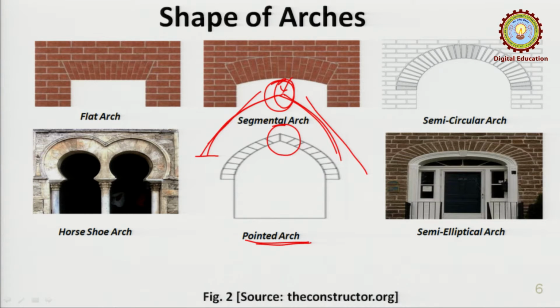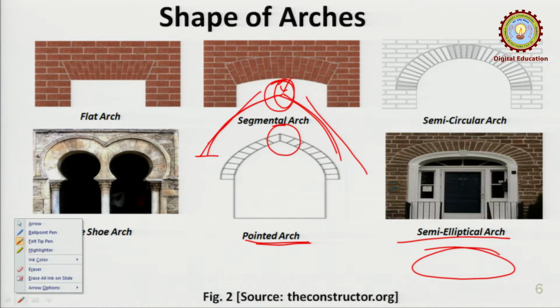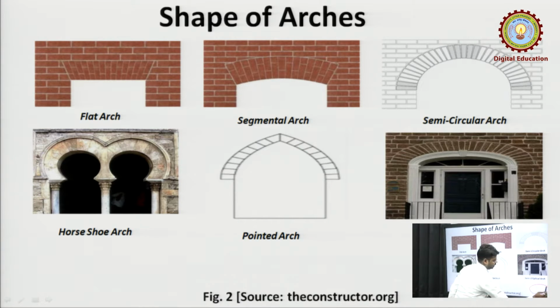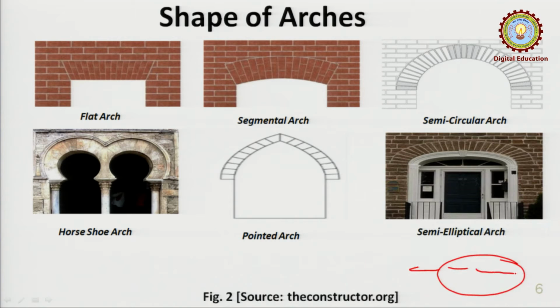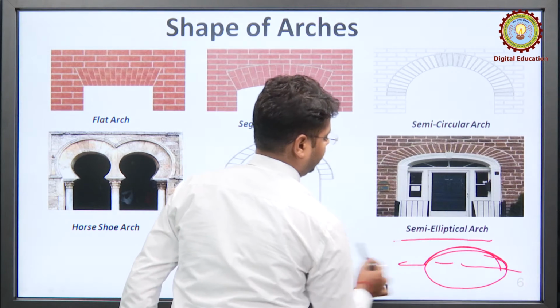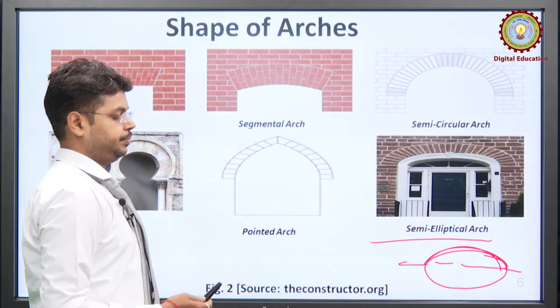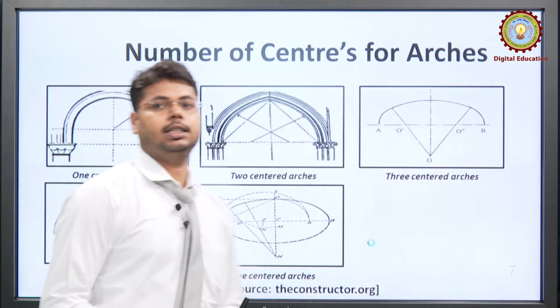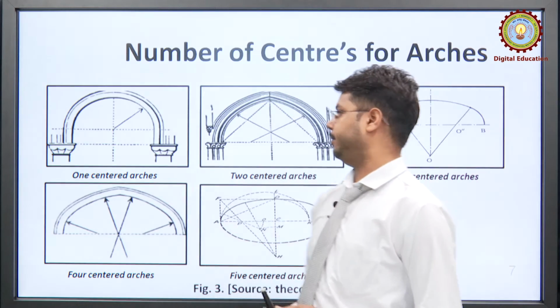The third one is the semi elliptical arch. What is an ellipse? This is the shape of an ellipse. If you cut the section, you get half of an ellipse, which is a semi elliptical arch. After this, there are 5 more arches. You can divide them into 5 parts.